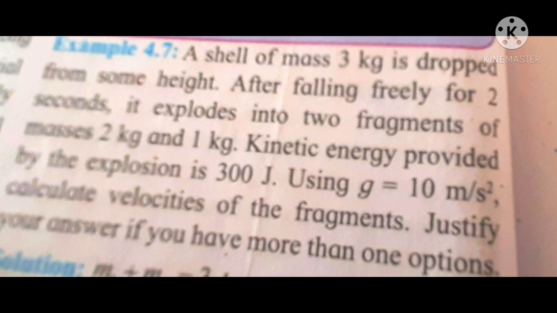A shell of mass 3 kg is dropped from some height. After falling freely for 2 seconds, it explodes into two fragments of masses 2 kg and 1 kg. Kinetic energy provided by the explosion is 300 joules. Using g equal to 10 meters per second square, calculate the velocities of the fragments. Justify your answer if you have more than one option.